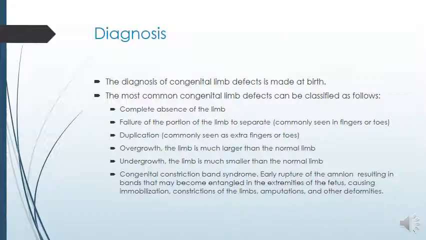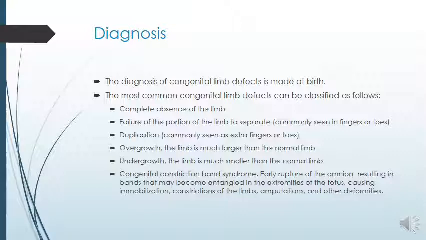The diagnosis of congenital limb defects is made at birth. The most common defects can be classified as follows: complete absence of the limb, failure of the portion of the limb to separate, commonly seen in fingers or toes, duplication, commonly seen as extra fingers or toes, overgrowth, where the limb is much larger than the normal limb, and undergrowth, where the limb is much smaller than the normal limb.